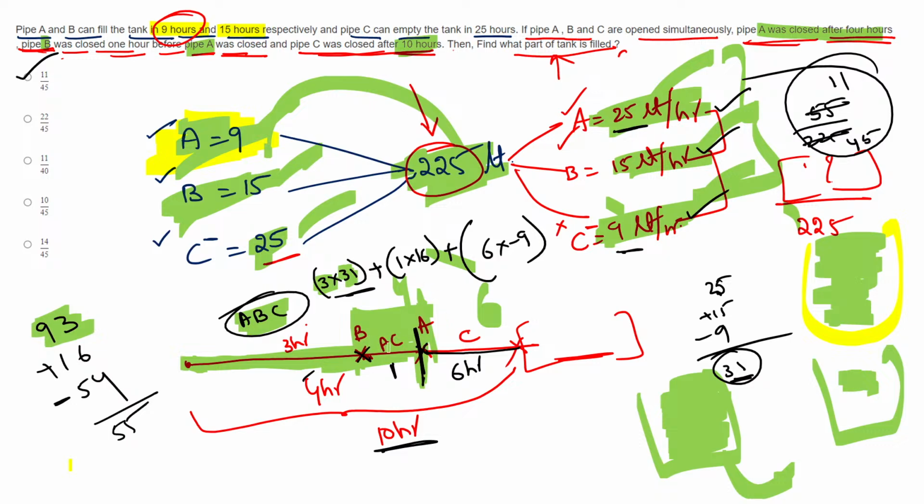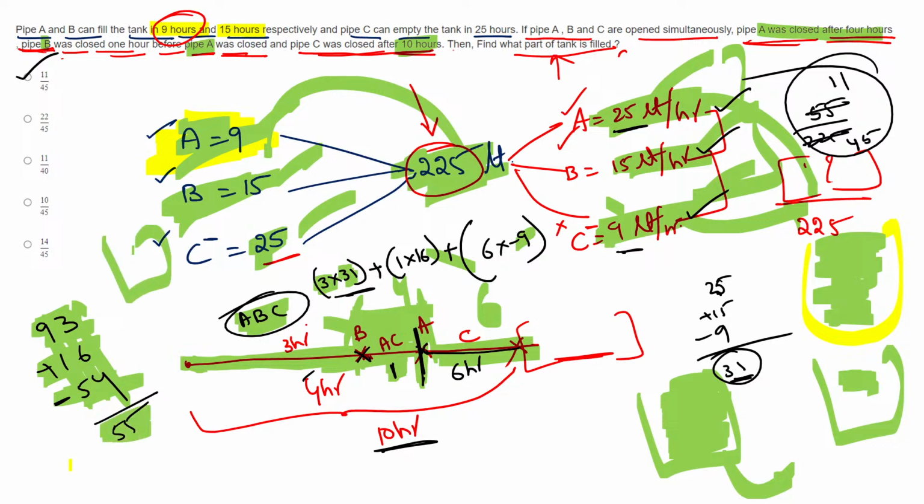Next, for 1 hour you only have A and C, because we are closing B after 3 hours. That means A is filling 25, C is emptying 9. So you are going to fill only 16 liters in that 1 hour. And for the remaining 6 hours we only have emptying, at the speed of 9 liters per hour. So you can empty 54 liters. As a result, if you add all of them, you are going to have 55 liters inside your tank.